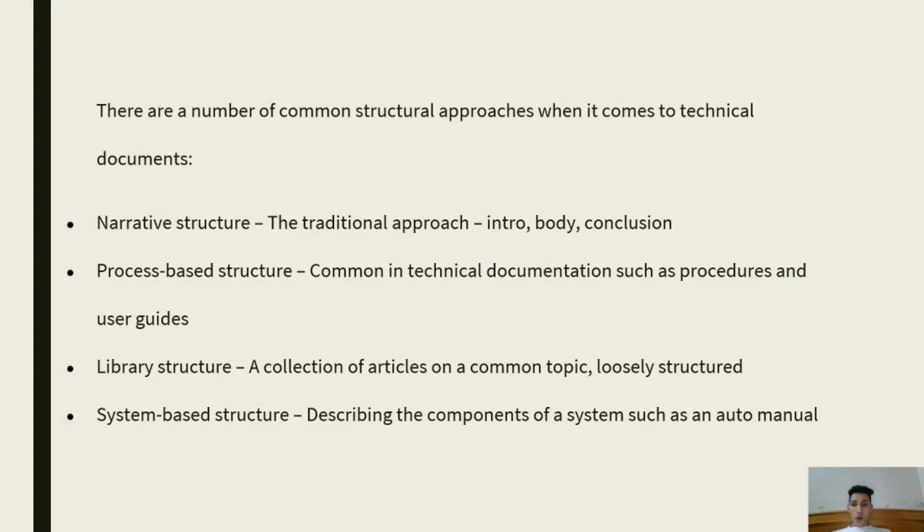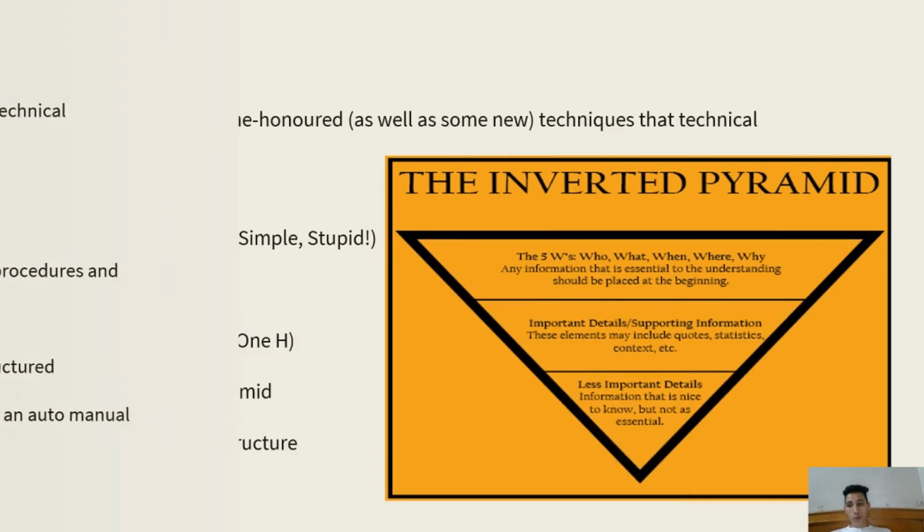There are a number of common structural approaches which we are going to discuss. The first one is narrative structure, which is the traditional one, including intro, body and conclusion. A process-based structure is usually used in technical writing and scientific documentation. Examples of these are procedures and user guides. Library structure is a collection of articles on a common topic, and they are very loosely structured. System-based structures describe the components of a system, such as an auto manual.